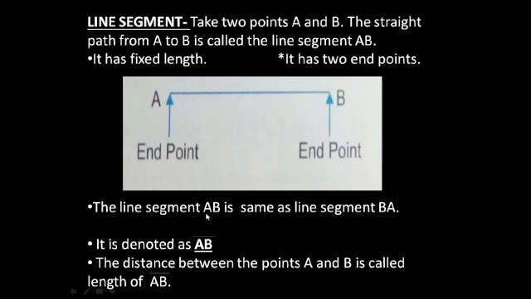The line segment AB is same as line segment BA. We can write the line segment AB or the line segment BA. Both is same. It is denoted as AB and then a line or bar above it. The distance between the points AB is called the length of AB.